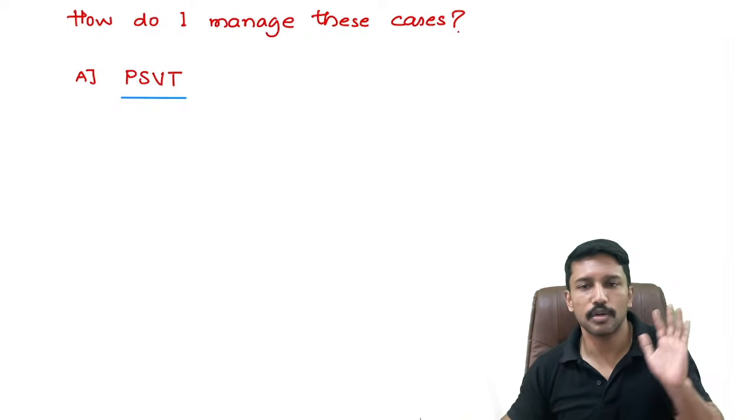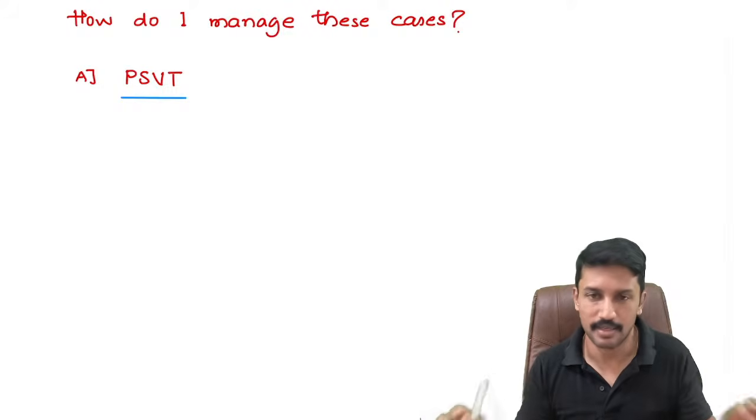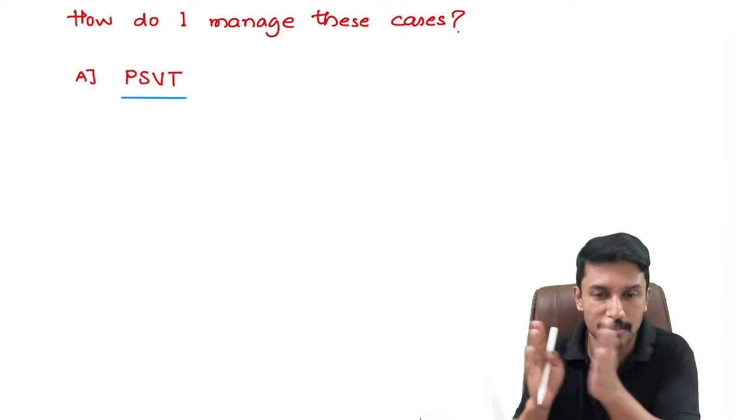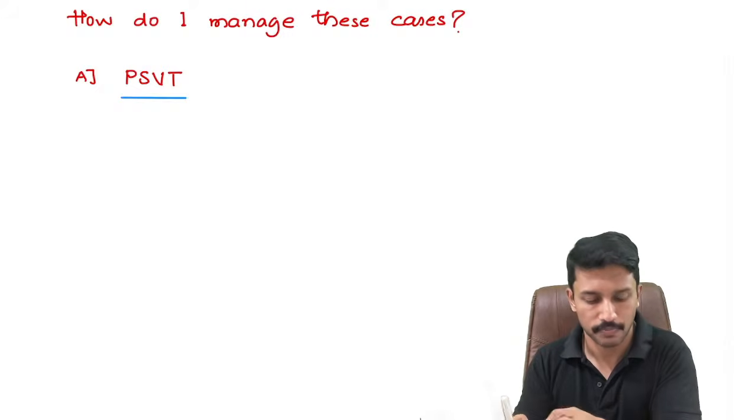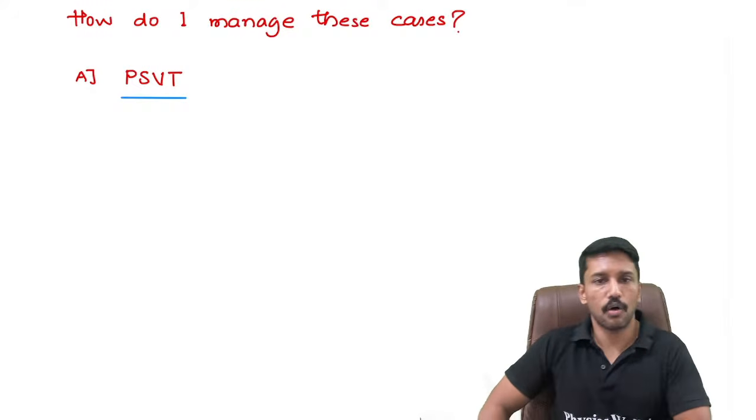Because if the patient is hemodynamically unstable, it is always shock. There is no role of drugs in a hemodynamically unstable patient. The mainstay of treatment will be shock. So whenever I get an arrhythmia, I should see whether the patient is hemodynamically stable or not.